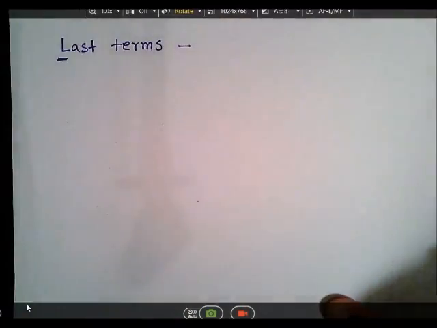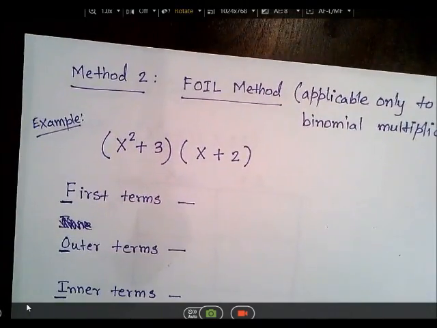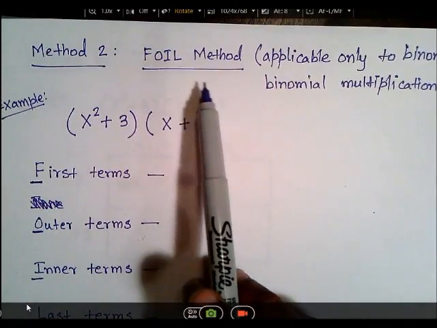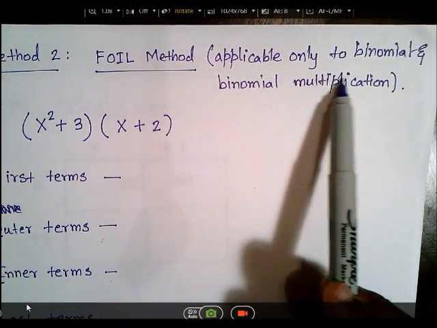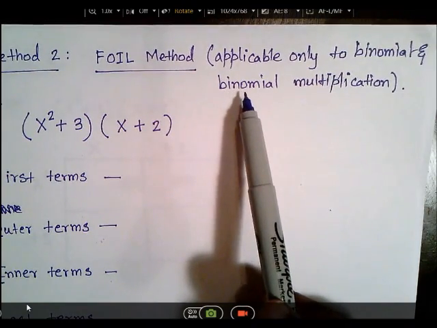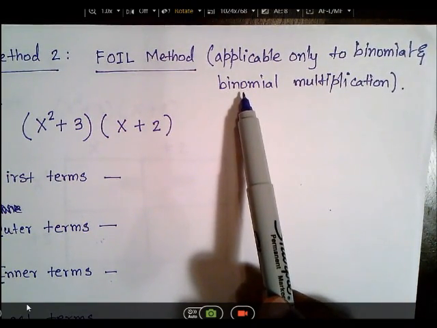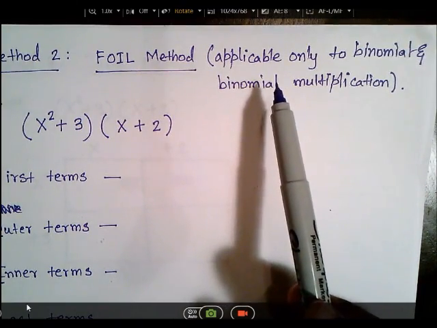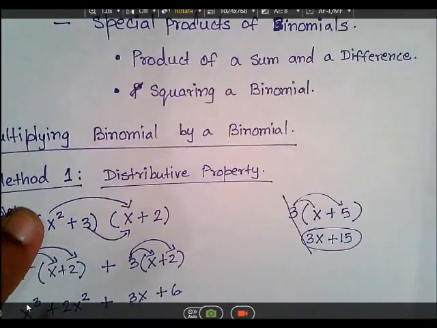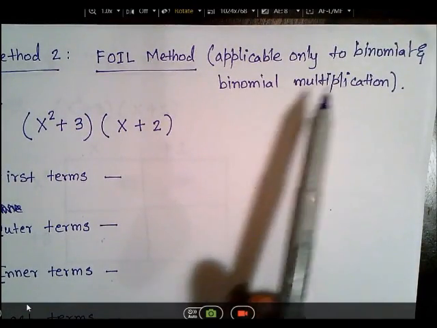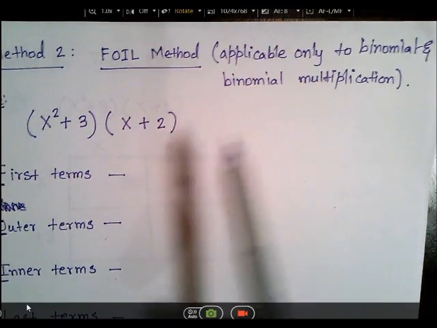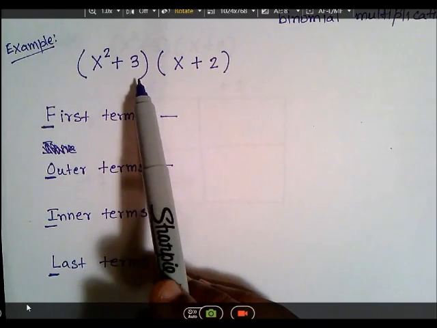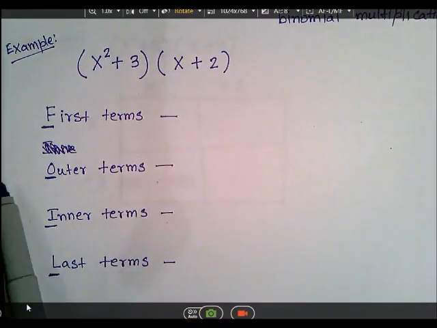The second method is called the FOIL method. Remember, this FOIL method is only applicable to multiplying a binomial by another binomial. It is not applicable to all polynomial multiplications, whereas the distributive property you can use for all polynomial multiplications. But this one is only for a binomial and a binomial multiplication. Okay, so I'm using the same example, x squared plus 3 times x plus 2.